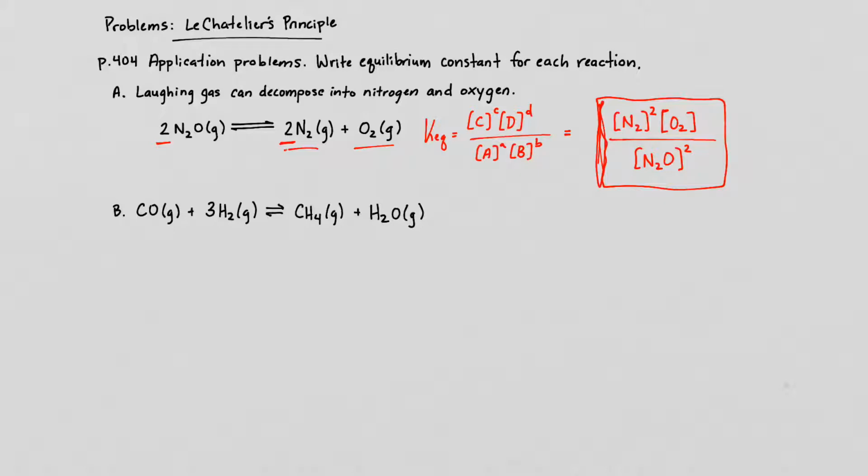Next we have carbon monoxide reacting with hydrogen gas to make methane and water. What is the equilibrium constant for this reaction? Okay, so we're going to use the same formula above, and we will say that our reactants are CO and H2. Those are going to be in our denominator. Let's write our numerator first.